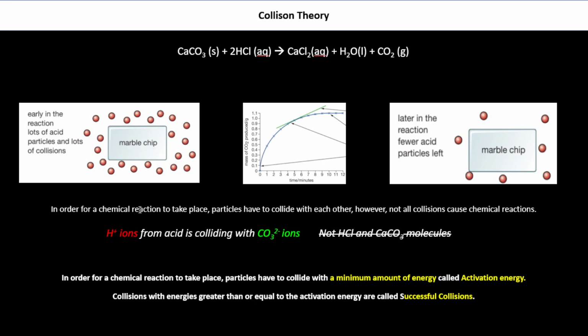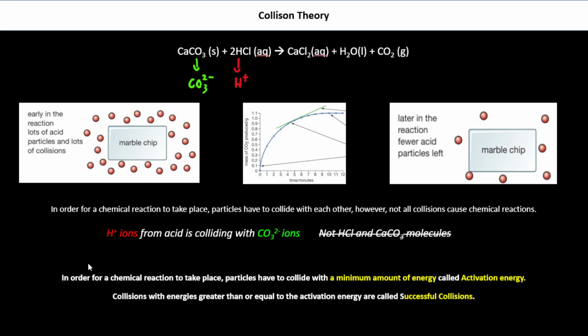All right. So when we say that the particles are colliding with each other, it's the H+ ions and CO3 2- ions. For example, from calcium carbonate, it is the negative ions such as CO3 2- ions. From HCl, it is the positive H+ ions. So these particles are colliding with each other. You cannot say that HCl and calcium carbonate molecules are colliding with each other.